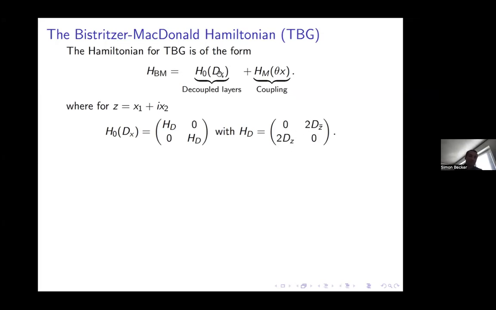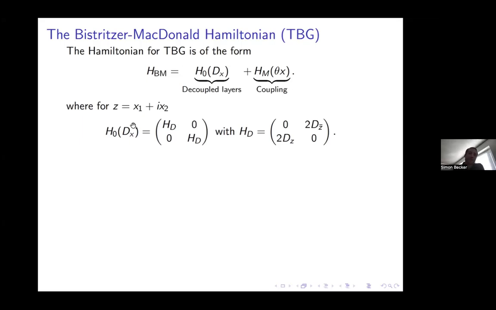So what I'm doing here is that my coordinates x are 2-dimensional, so that describes my electron traveling through the 2D plane. But for this talk, because I work with Dirac operators, I complexify the coordinates, and I work with a variable z, which is just a complex number. So in the following of my talk, z is just a complex number. It's the position of my electron traveling through the TBG system.